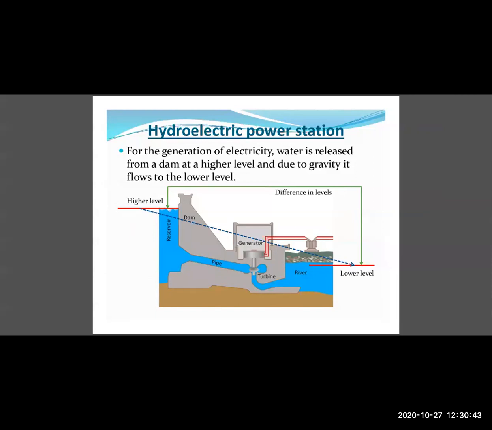When the water is released through certain pipes within the dam, it flows at a very high velocity due to the pressure generated. As it flows through the pipe, it moves a turbine and rotates it. The turbine generates rotational energy, which is made use of in a generator, and it generates the electricity. So as the water flows from a higher level to a lower level, we convert that energy into electrical energy. Here you need to understand that water flows from a higher level to a lower level.